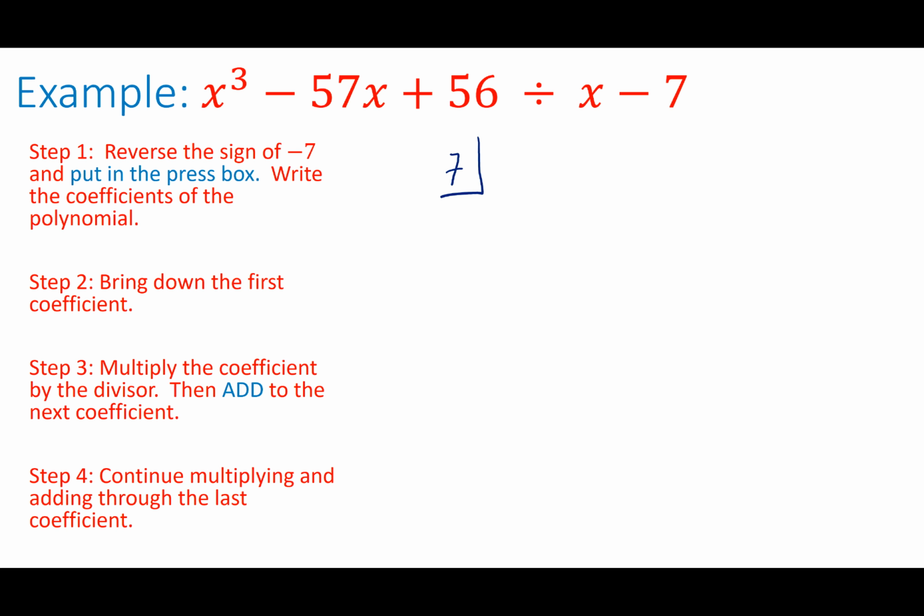And now I will fill in all my coefficients. So x cubed is 1. Was not written, but we cannot forget about a 0x squared that was here that's just not written. Okay, our polynomial needs to go cubed, squared, x, constant. So in my top row after my press box, it becomes 1, 0, -57, +56. Do not forget that 0 there.